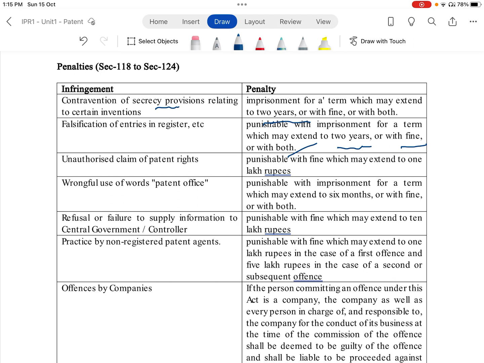Unauthorized claim of patent rights. If any person tries to claim unauthorized rights of a patent, then the fine will be up to 1 lakh rupees. Wrongful use of the words patent office. The words patent office can be used only by designated patent officers. If any other person uses the words patent office, then it is punishable with imprisonment of 6 months, fine, or both.